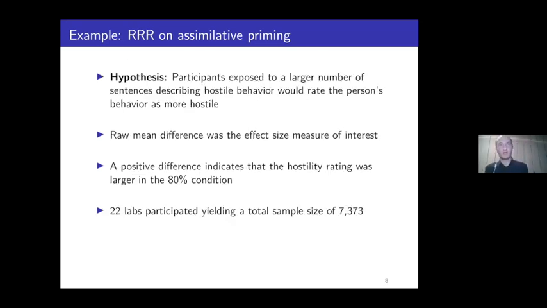The hypothesis is that participants who are exposed to a larger number of sentences describing hostile behavior, so the 80% condition compared to the 20% condition, would rate the person's behavior as more hostile. So we have two different groups, and we can use a raw mean difference as effect size measure, where a positive difference indicates that the hostility rating was larger in the 80% condition. In this RRR, 22 labs participated, and this yielded a sample size of a bit more than 7,000 participants.